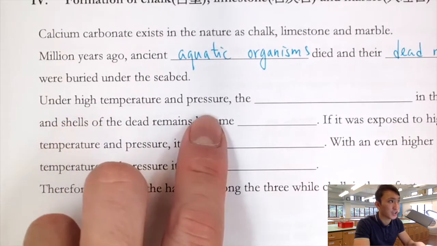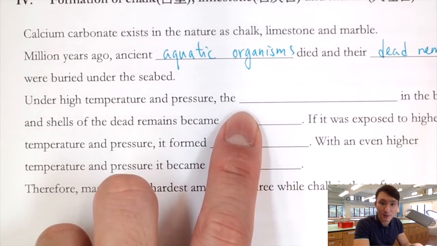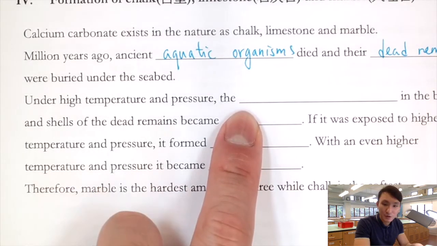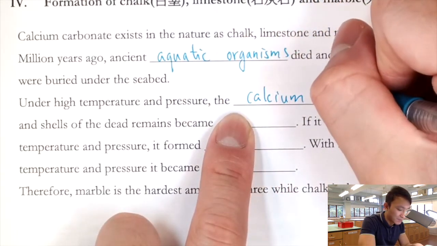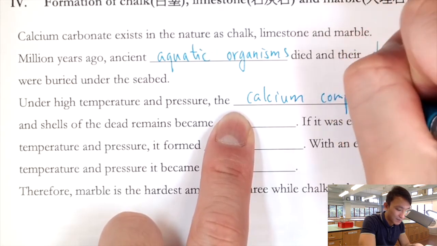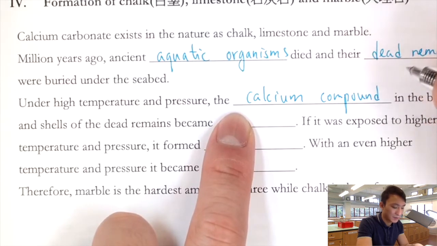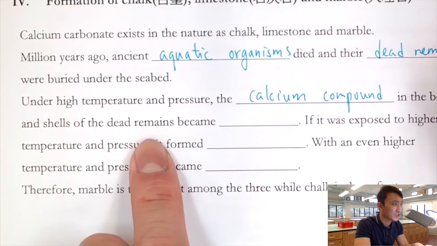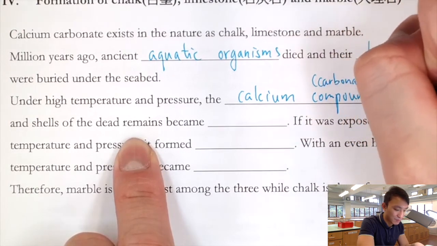And under high temperature and pressure, so here we say that no matter whether it's animals or plants, for animals, they have bones and shells. For plants, they also have calcium carbonate inside. So here we will focus on the calcium carbonate, or the calcium compound, because it may exist in different forms. So we will put down the calcium compound in the bones and shells. You can also put down carbonate. It doesn't really matter though.